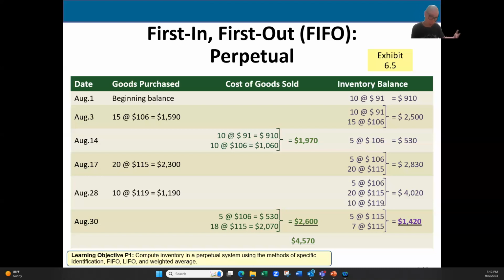I whittled down the balance. Because remember, I bought 20 bikes. That left me with 2 remaining from that batch, from that purchase. Cost of goods sold 2,600. My ending inventory balance 1,420. 5 of those bought at 115 back on August 17th. And the rest of them were from August 20th. I'm sorry, August 28th. Does that make sense?